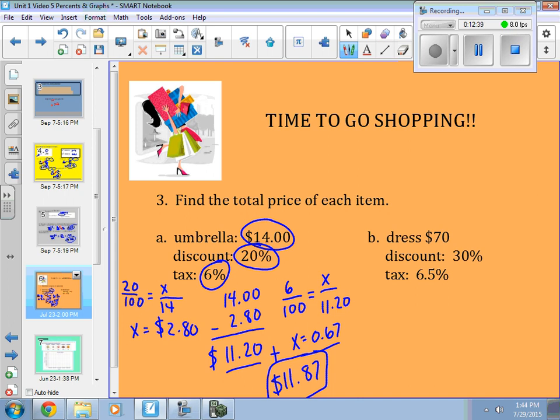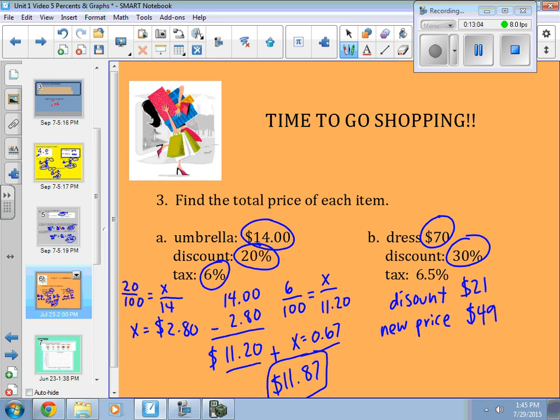If you did a similar thing to how we did part A here, first find out what that 30% discount is going to be on a $70 item. You should have found that the discount is going to be $21, which means the new price by subtracting is going to be $49.